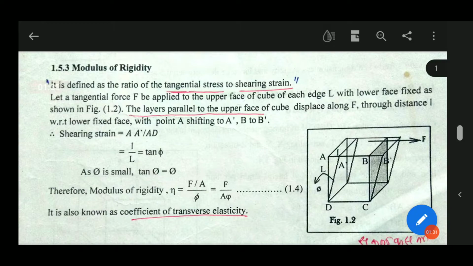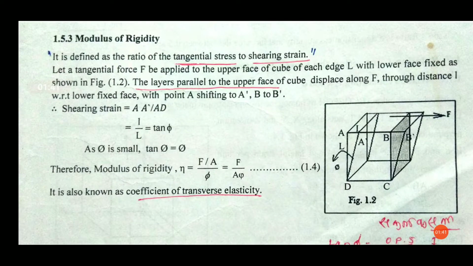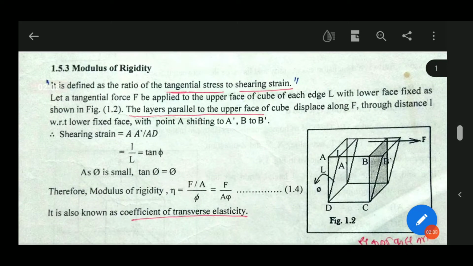So what is shearing strain? That is AA dash divided by AD, where AA dash is the change in the original length, and AD is the original length, that is L. So shearing strain is equal to AA dash upon AD, that is small l divided by L. It is the shearing strain, that is tan phi, where phi is the angle between AD and A dash D. As phi is very small, we consider tan phi equal to phi.